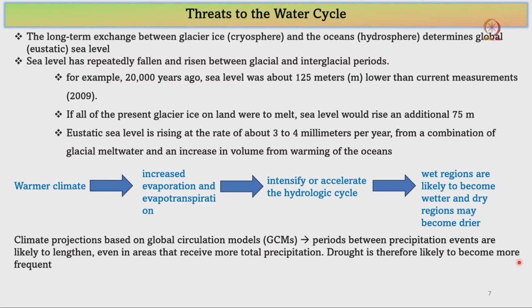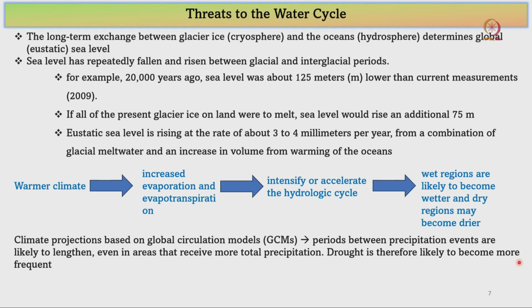Now, what happens in a warmer climate? In a warmer climate, there will be more evaporation, more evapotranspiration, and that will intensify or accelerate the hydrological cycle. So, the wet regions are going to become much wetter, and the dry regions will continue to become more and more drier. It will be extremely intense. I think we are all now seeing this kind of activity: where it is raining, it suddenly starts raining heavily for a few hours or maybe a couple of days, and then for the rest of the time it is just not there.